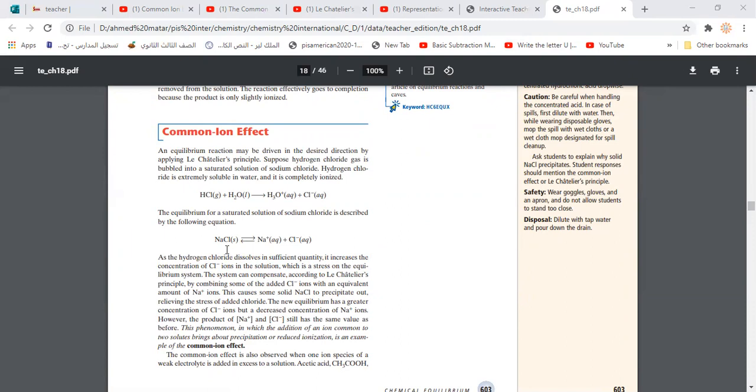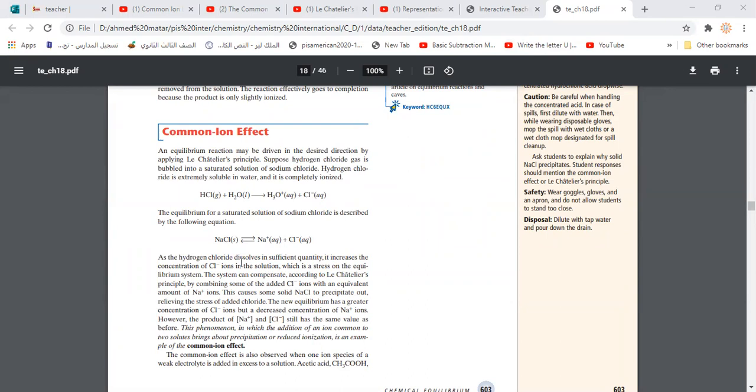For example, if we have NaCl, sodium chloride, and we dissolve it in water, the sodium chloride will dissociate into positive sodium ions and negative chlorine ions. In that case, we are going to reach equilibrium, and that will not happen until we get a saturated solution, because in a saturated solution the rate of dissolving equals the rate of crystallizing, as we explained in the last quarter.